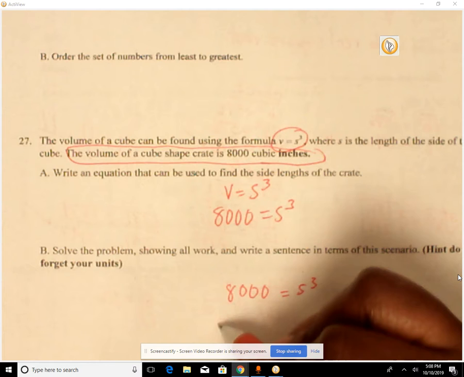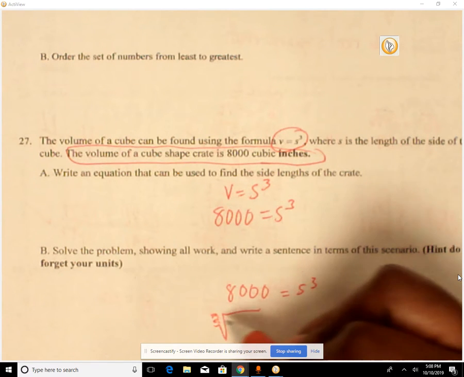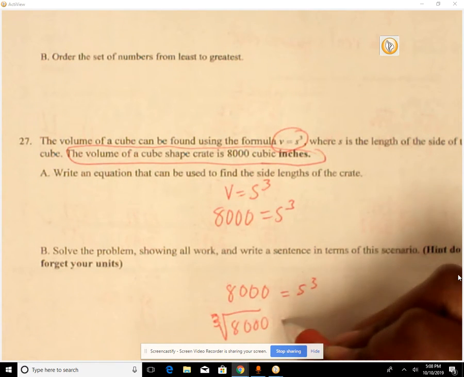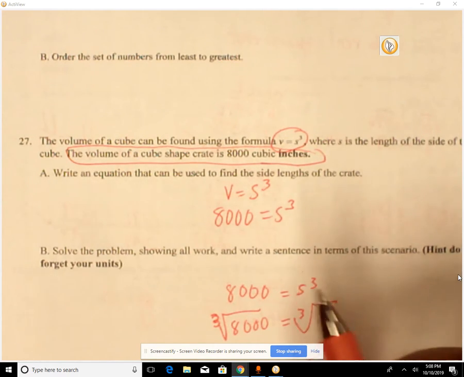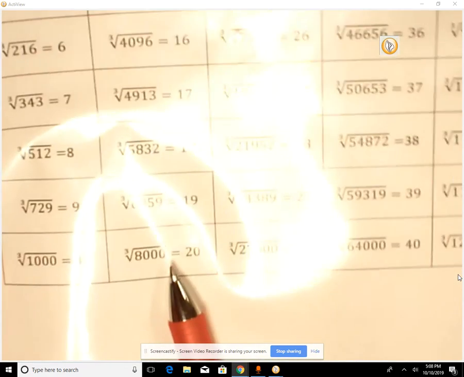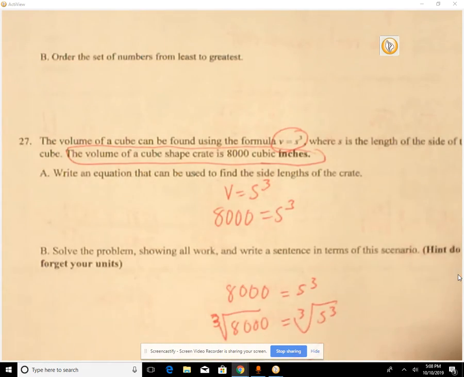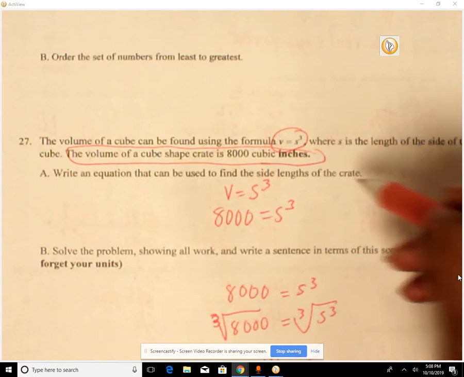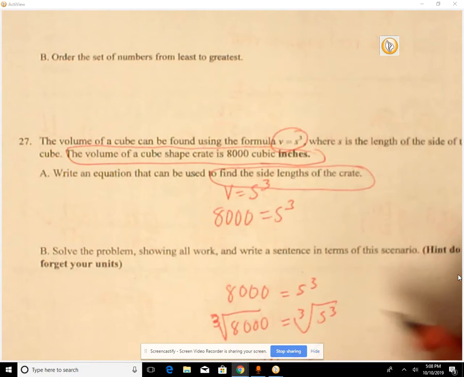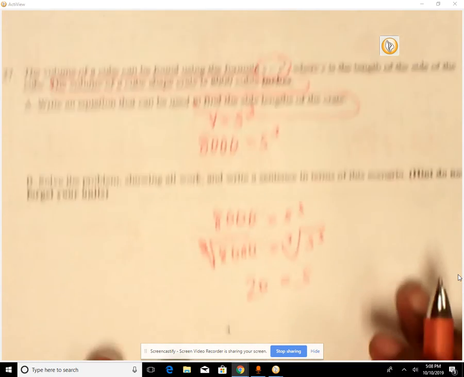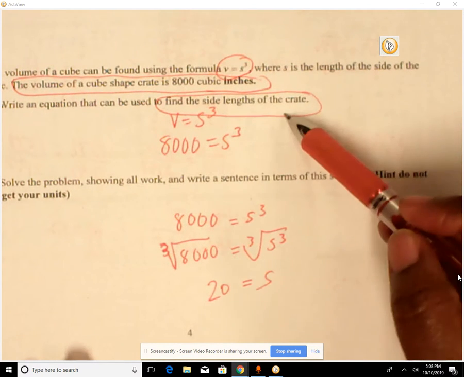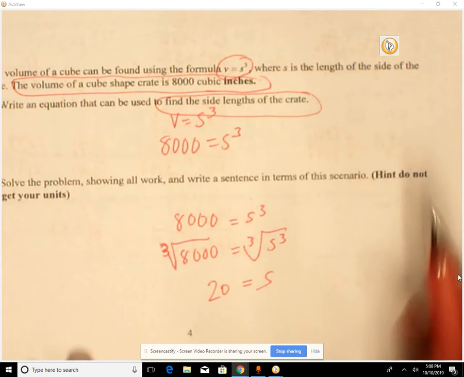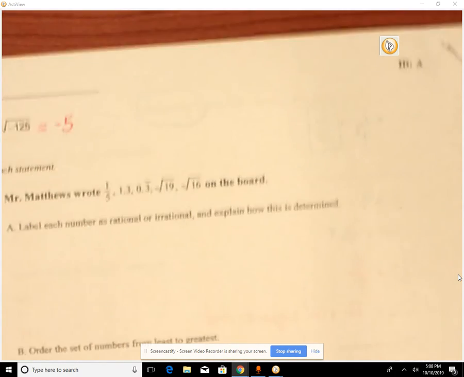So we're going to take the cube roots. You've got to put your little 3 there on both sides. Go to my cube root sheet. 8,000 looks like it's what? 20? 20. So the length of the crate is 20 inches. The length of the crate, because that's what they asked us for, is 20 inches. So you should have gotten that.